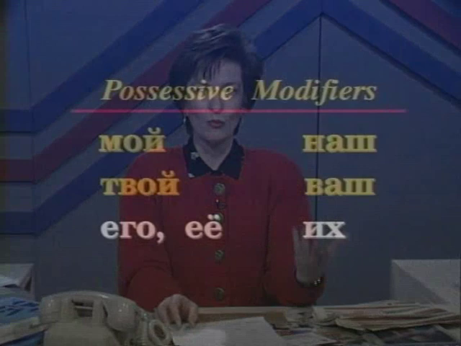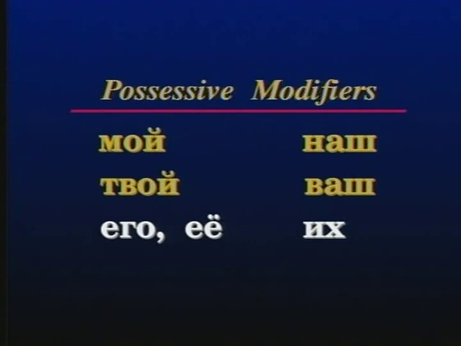So we have мой, твой, его, ее. These are our singular modifiers. Мой, по-английски my. Твой, по-английски your, singular. Его, по-английски his. Ее, по-английски her. And then our plural modifiers are наш, ваш, их. Наш, по-английски our. Ваш, your plural, and их, по-английски their.